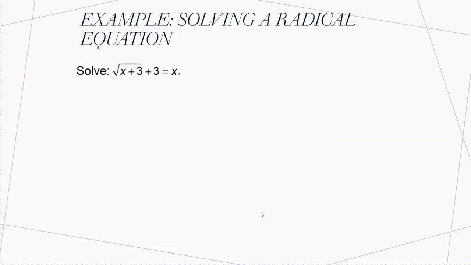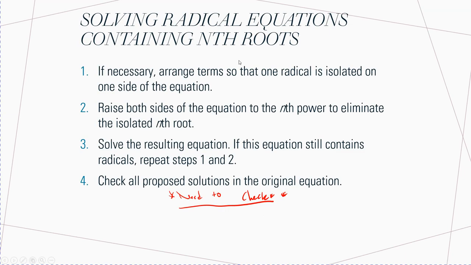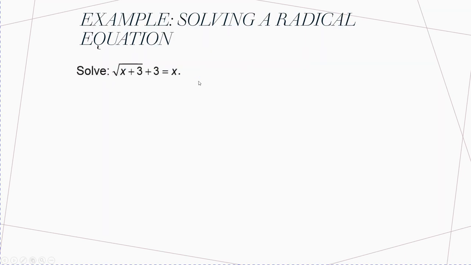All right, so let's look at this one here. The square root of x plus 3 is equal to x. All right, so the first thing you're going to need to do is isolate a radical. So what I'm going to do is subtract 3. So I'm left with the square root of x plus 3 is equal to x minus 3.